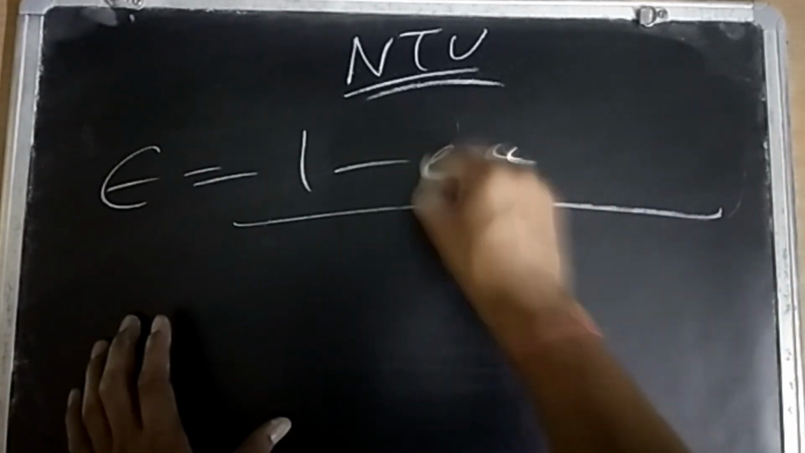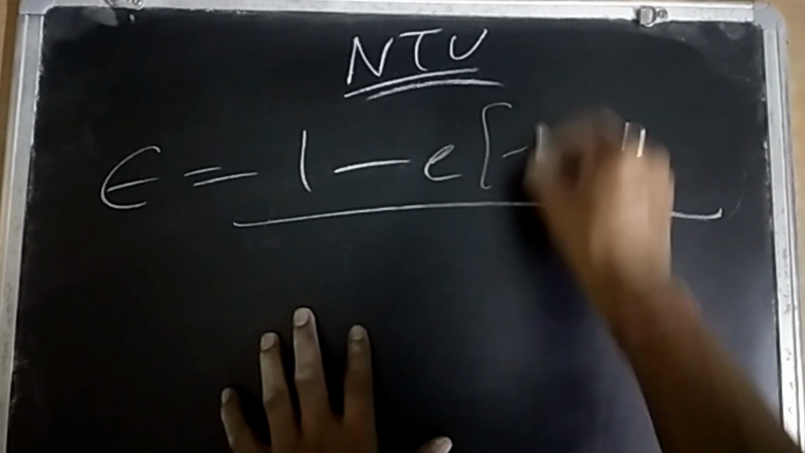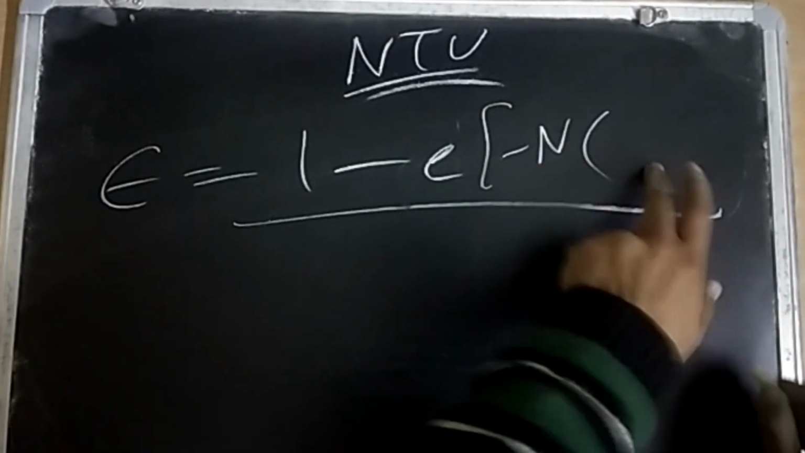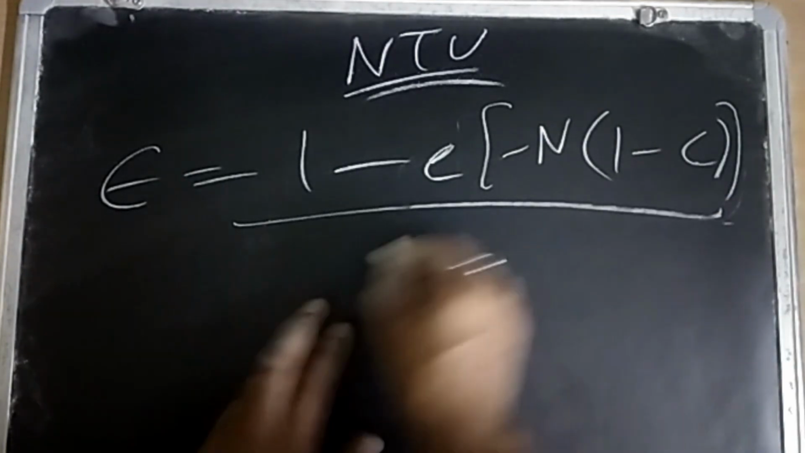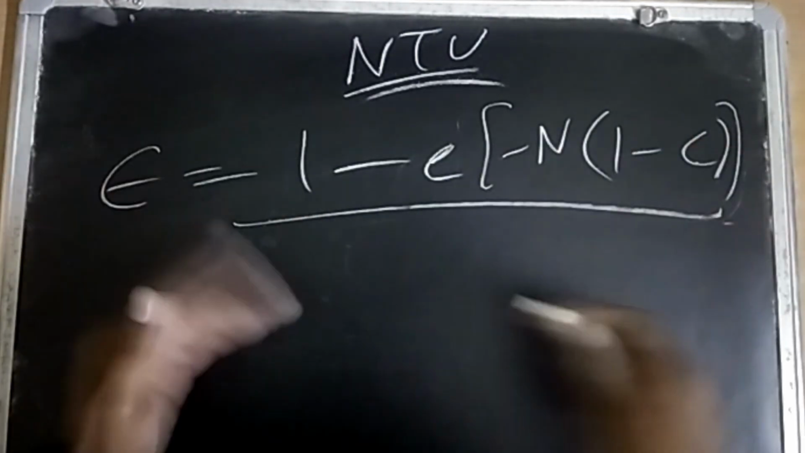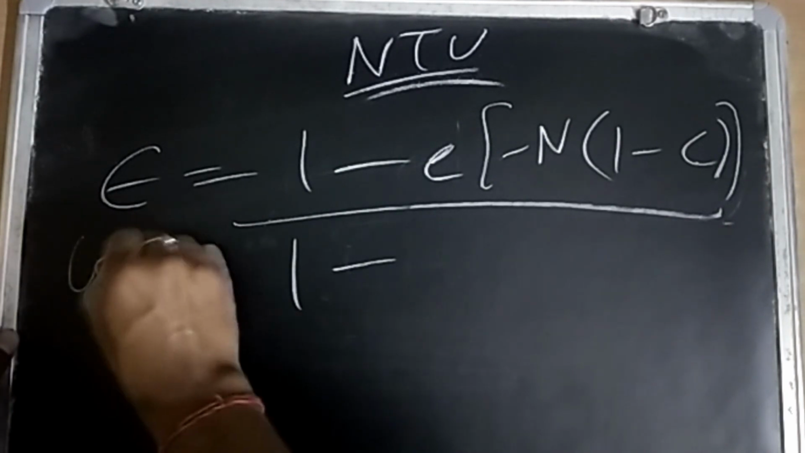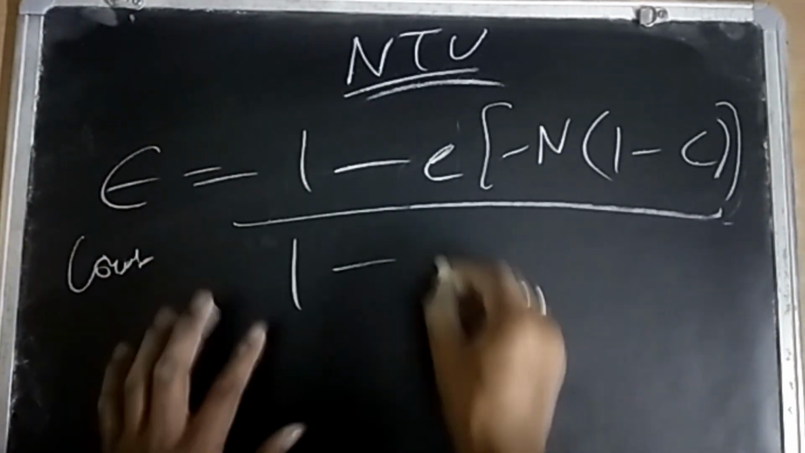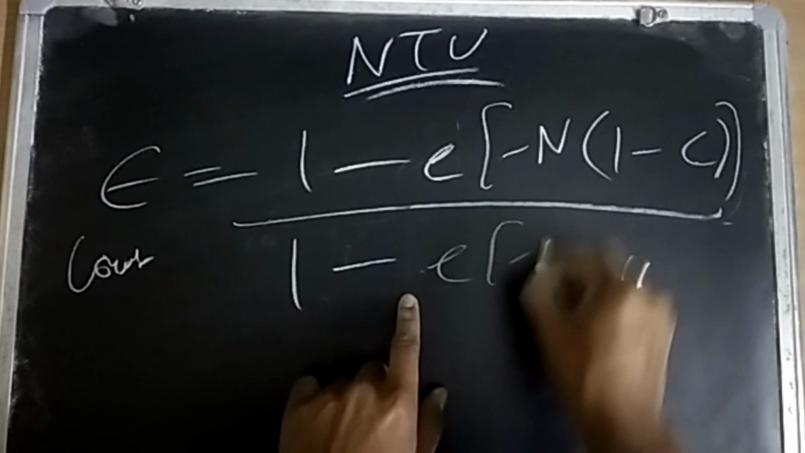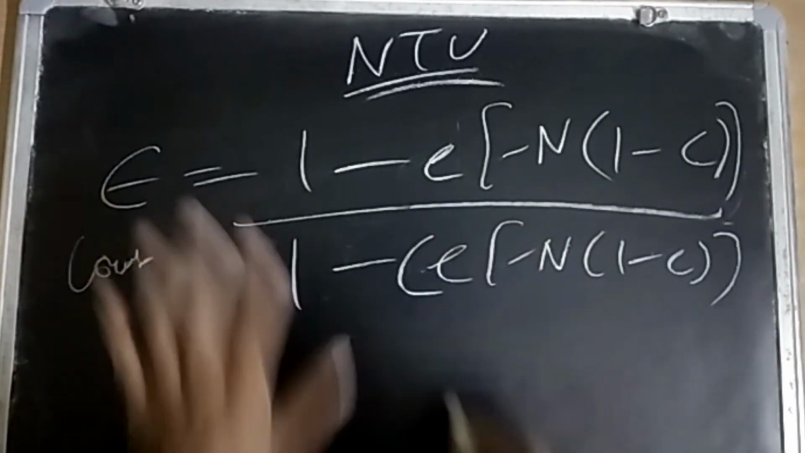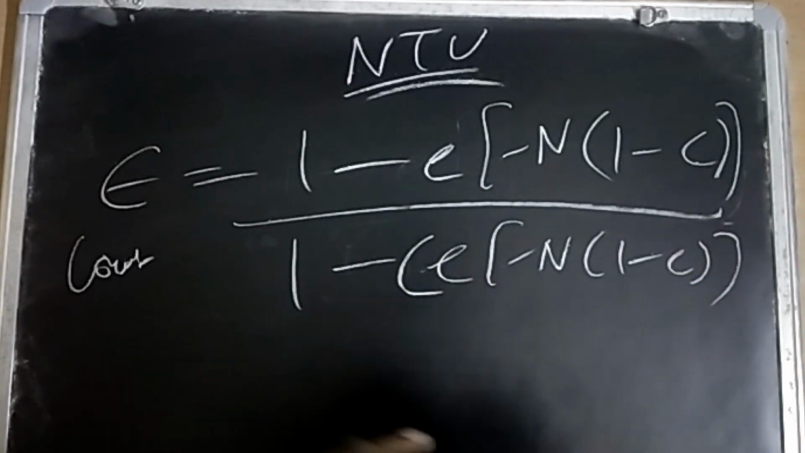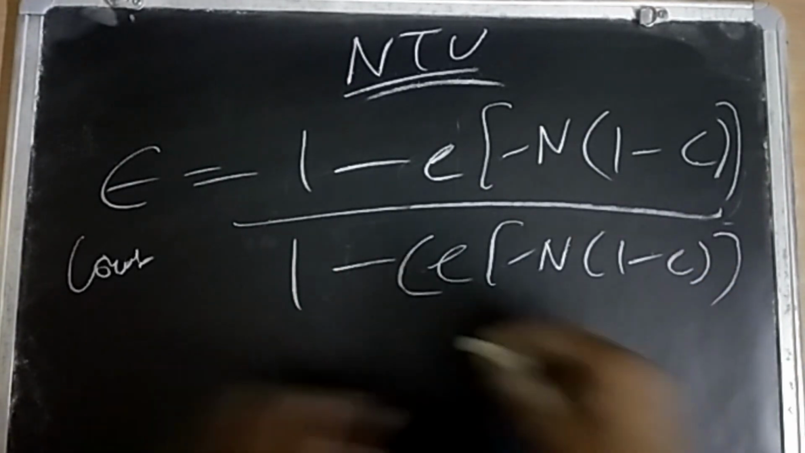In counter current, it is a little difficult, but not that difficult. 1 minus E, the same thing, minus N, just here minus minus minus. Okay, and here also write the same thing up and down in counter. This is counter current, same thing up and down. So write the same thing up and down and just multiply C here. That's done.